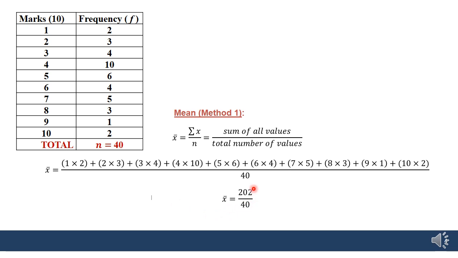Simplifying, now it's important that you show this sum at the top. There's often a mark allocated to this step. And then you divide correctly by n, which is the number of values. So my mean here is 5,05. That's the mean or the average rating that customers gave to this restaurant.